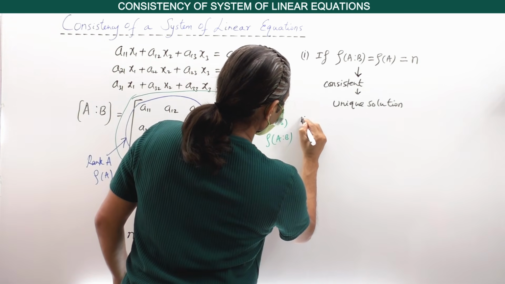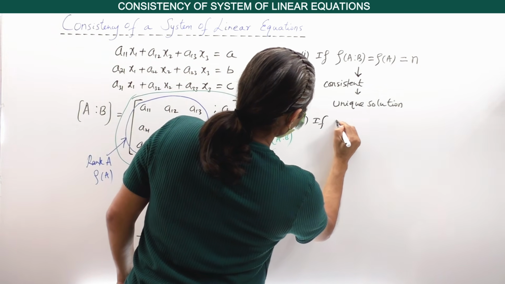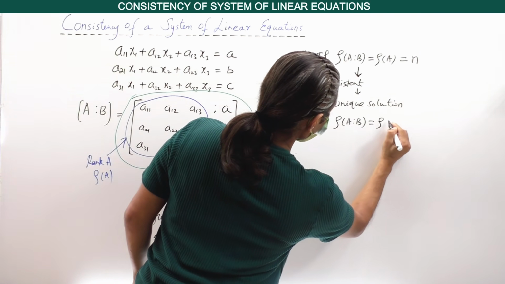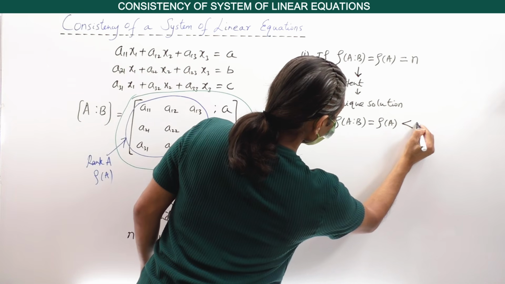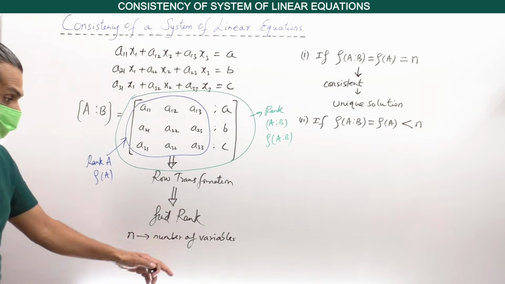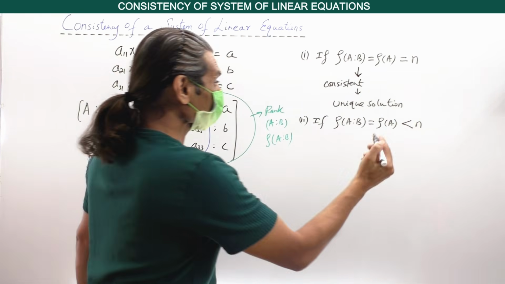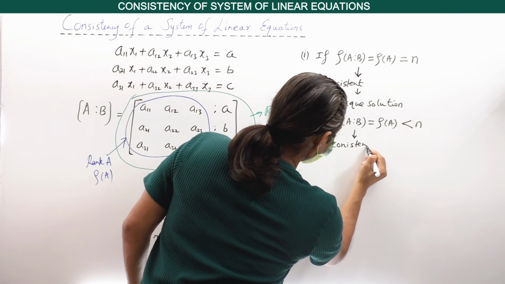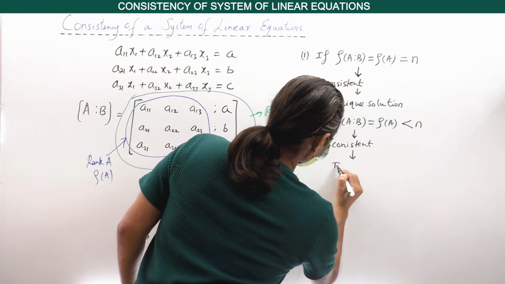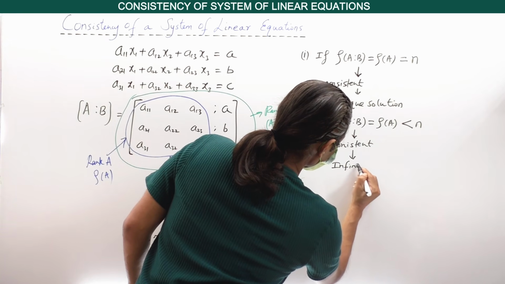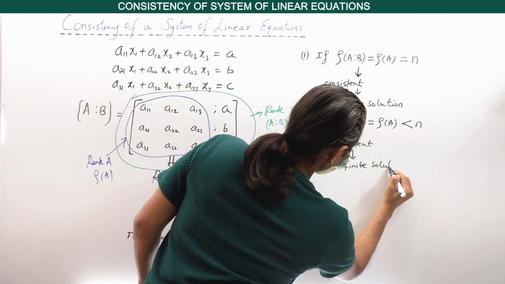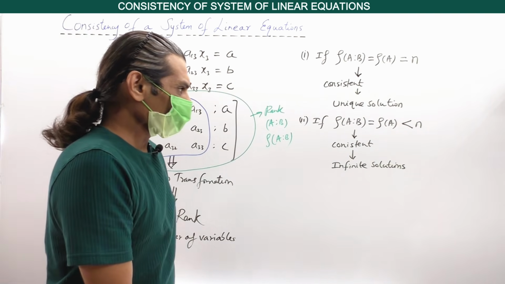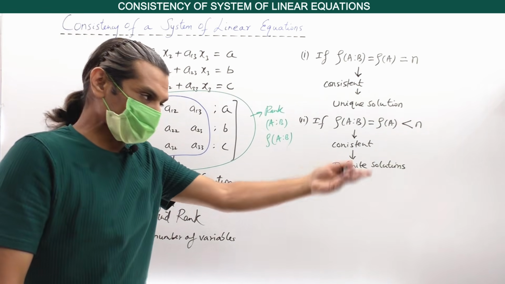Second case, if rank of A augment B equals rank of A, and it is lesser than n, where n is the number of variables. In that case also it is consistent, but it has infinite solutions, many solutions. This we will see while solving the further problems if it occurs.